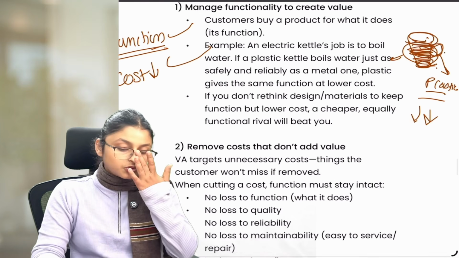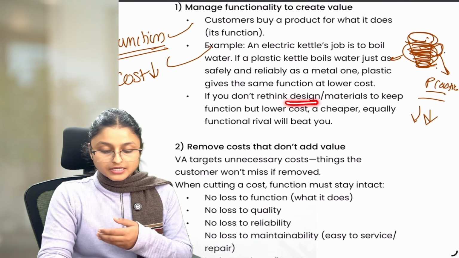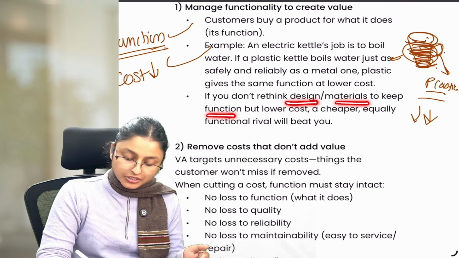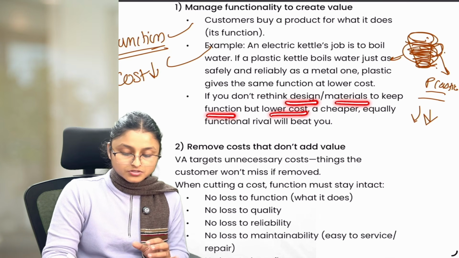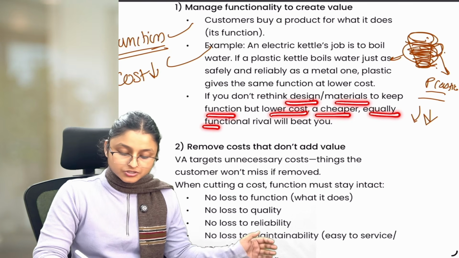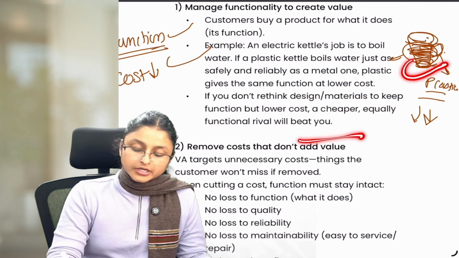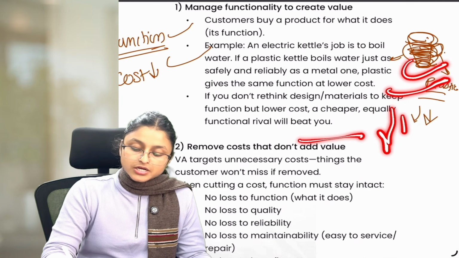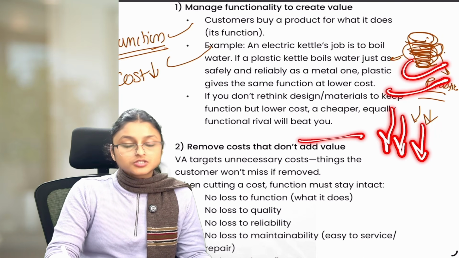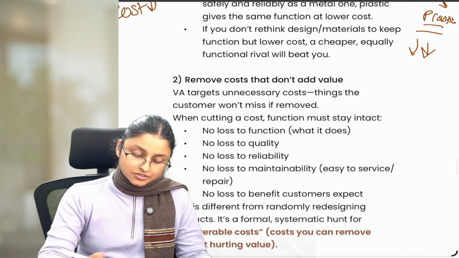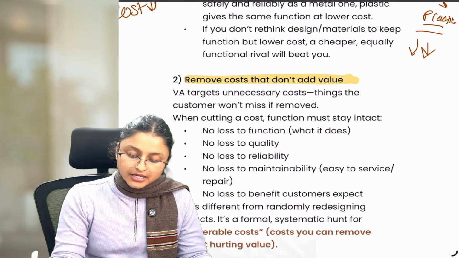So if you don't rethink or redesign your materials or product to keep the function as it is but at lower cost, a cheaper, equally functional rival will beat you. So make sure you are improving every time. You are trying to reduce cost as much as possible whenever you are able to do that. Done. Next, remove costs that won't add value.